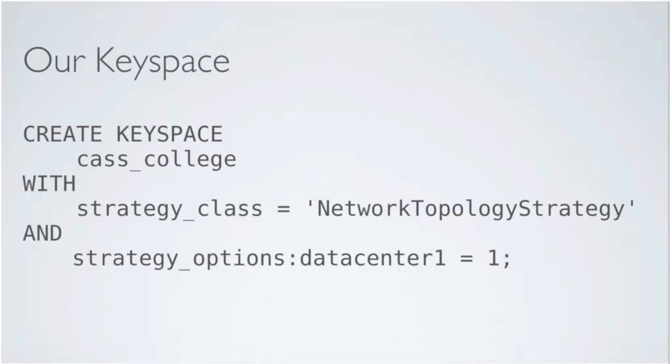So we have the create keyspace command, and we specify a name, and we specify the replication strategy. In this case, I'm using the network topology strategy, which tells Cassandra that we have one or more data centers that contain our nodes, and we may want to replicate our rows different numbers of times in different data centers.